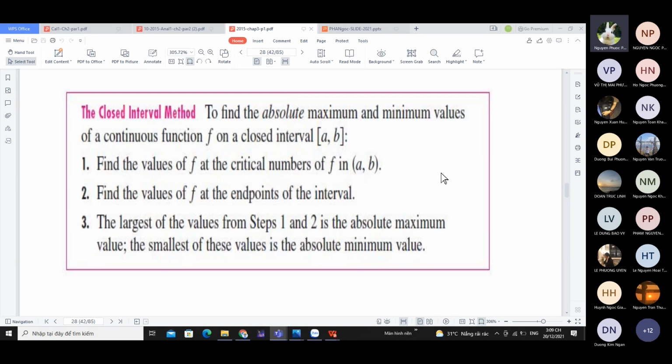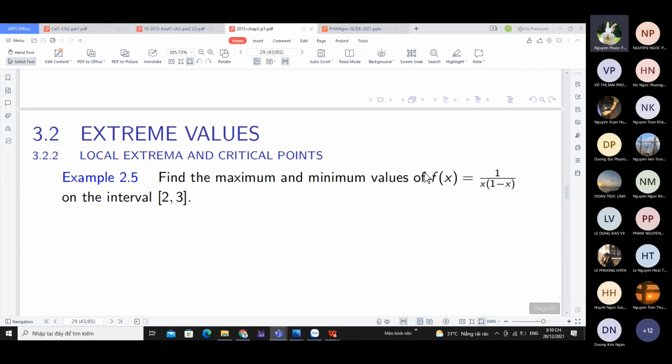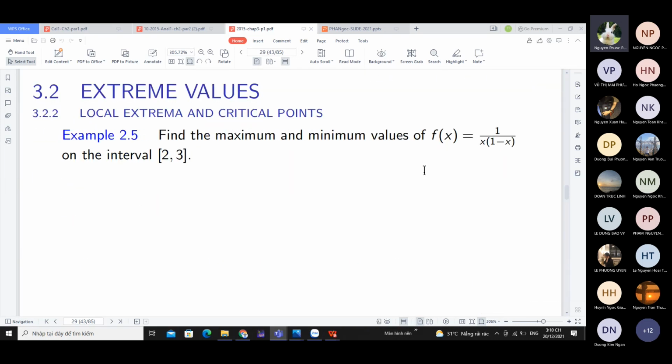And then we find the value of f at the endpoints and compare them. The largest of the values from steps 1 and 2 gives you the absolute maximum, and the smallest number from steps 1 and 2 gives you the minimum value. Now we consider an example. Find the maximum value and minimum value of the function f of x given by 1 over x plus 1 minus x on the closed interval 2, 3.